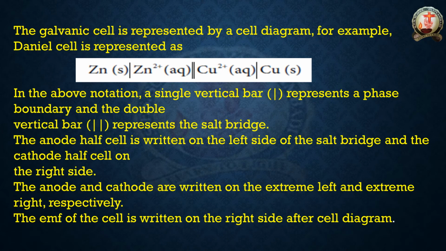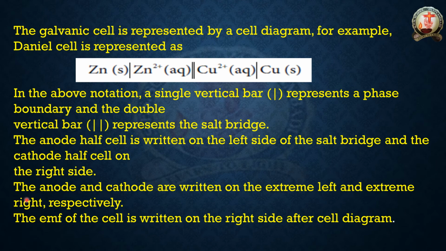So the galvanic cell is represented by a cell diagram. The Daniell cell is also represented as the same type of galvanic cell. In the notation, the single vertical bar represents the phase boundary and a double vertical bar represents a salt bridge. Now we can understand. The anode of the cell is written on the left hand side of the salt bridge and the cathode on the right hand side of the salt bridge.